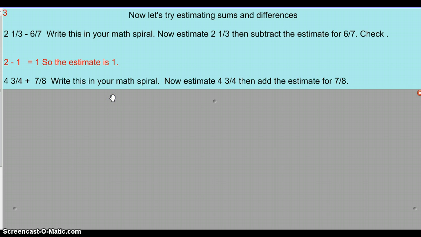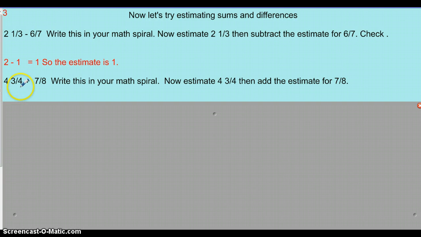Try this one. 4 3/4 plus 7/8. Write this in your math spiral. Now estimate 4 3/4, then add the estimate for 7/8. And of course, check after you're done. Pause the video now.